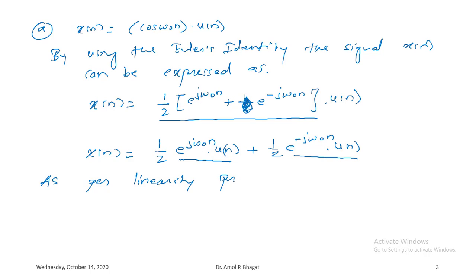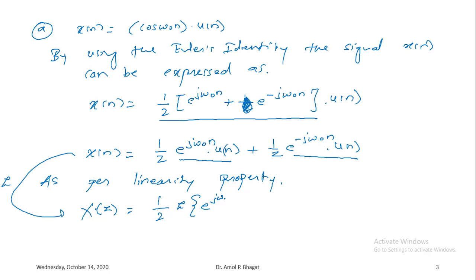As per the linearity property, we can say that x of n has the Z transform represented as capital X of z, and the Z transform will be the linear combination of the respective Z transforms of these signals. That means 1 by 2 multiplied by the Z transform of e to the power j omega 0 n into u of n, plus 1 by 2 times the Z transform of e to the power minus j omega 0 n into u of n.